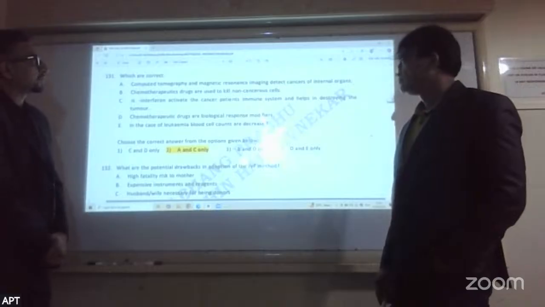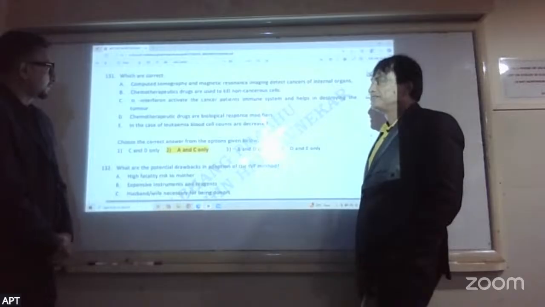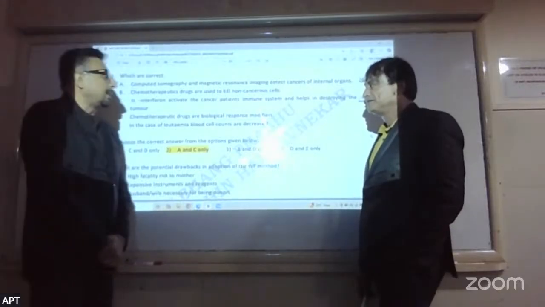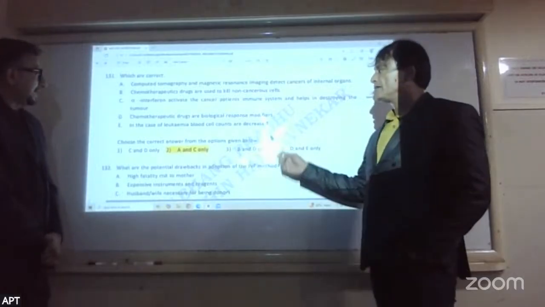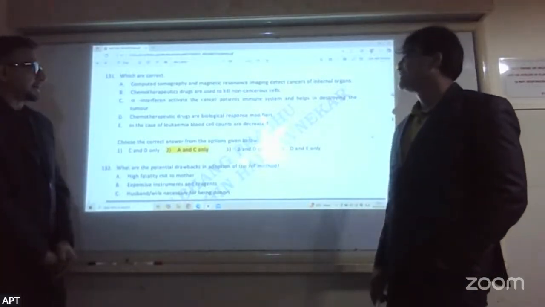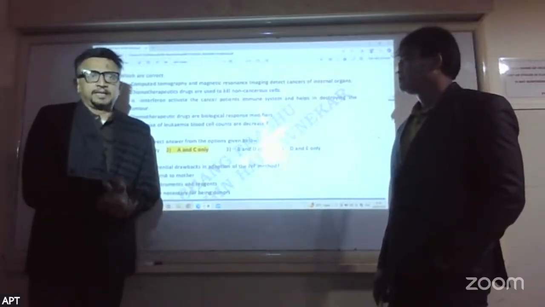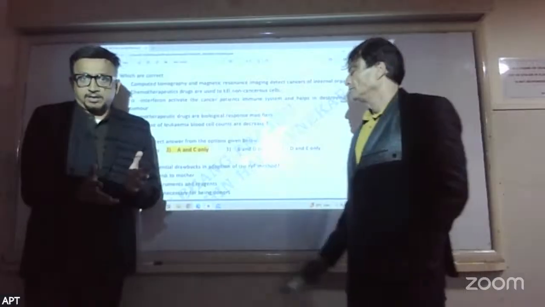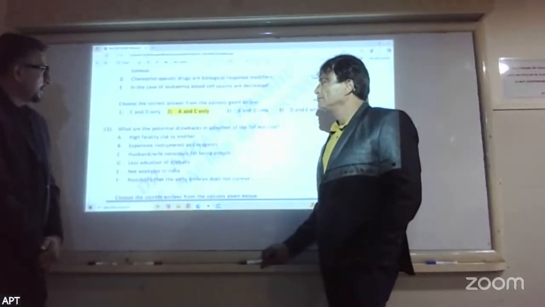Chemotherapeutic drugs are used to kill non-cancerous cells. Looks stupid. So it is wrong. And D, chemotherapeutic drugs are biological response modifiers. Alpha interferon is the biological response modifier, correct. And E, in the case of leukemia, blood cell counts are decreased, no way they are increased. So they are obviously wrong. So the remaining two are correct; even if you don't know why, by elimination, you could have got these two as the alternative. Correct, can we go ahead?